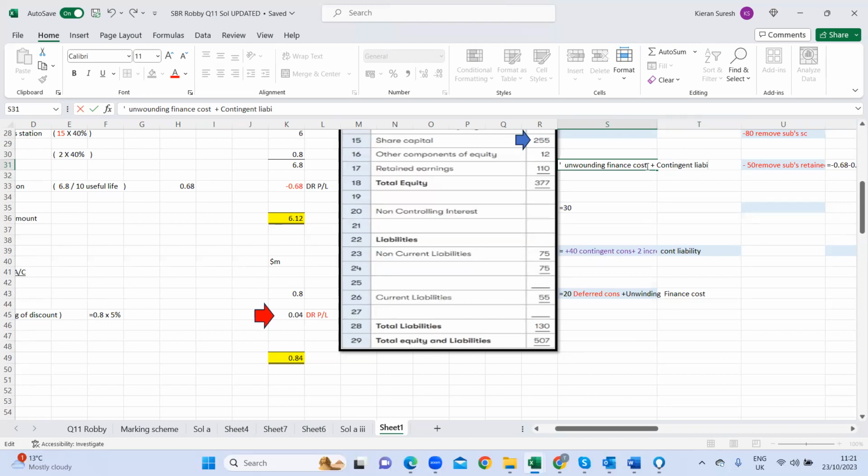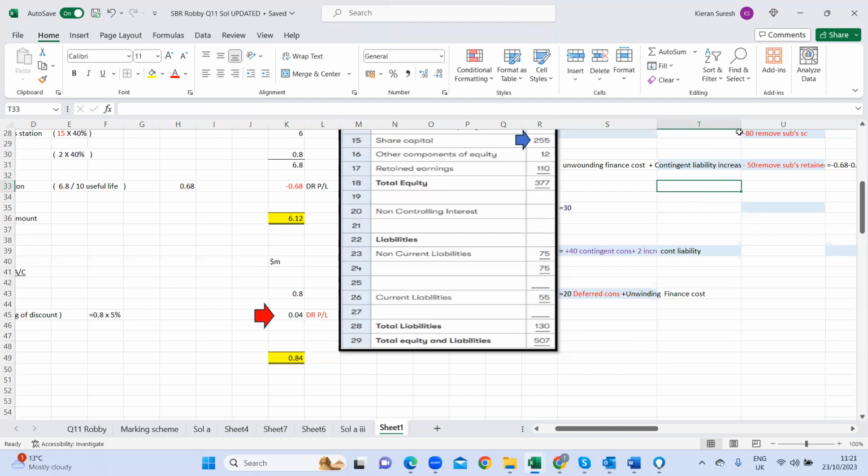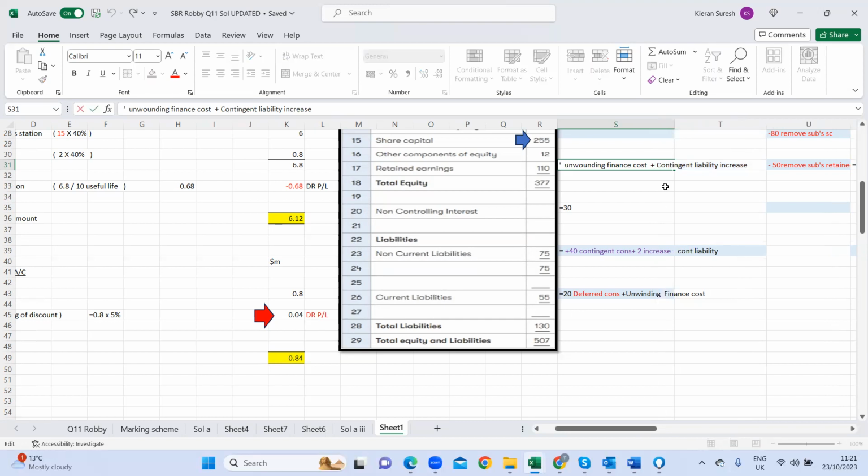But here, one of the items should be contingent liability, increasing. The contingent liability is increasing. So one of the items is contingent liability, which is increasing, and that needs to be increased, but it's related to this paragraph rather than the other. It's related to here. So how much is it going to increase? By 2. So when it increases, I need to reduce it from my retained earnings.